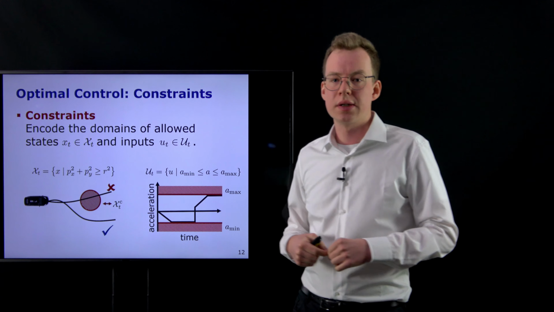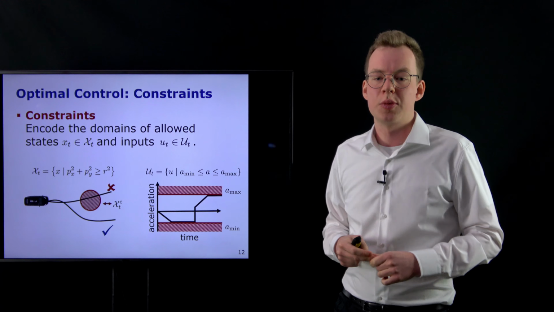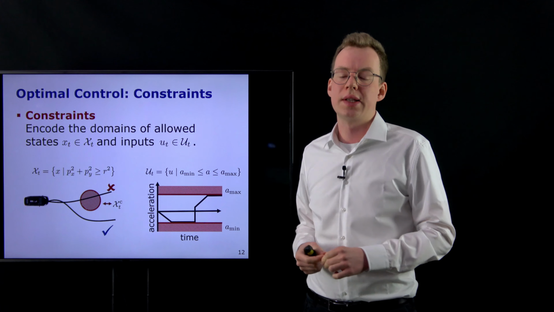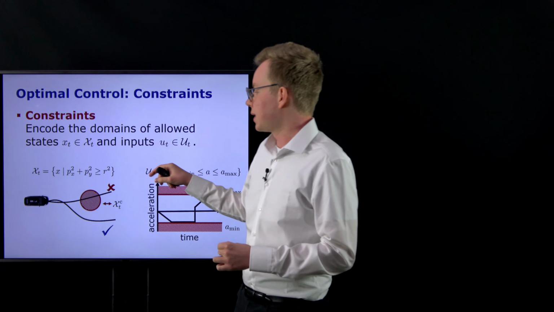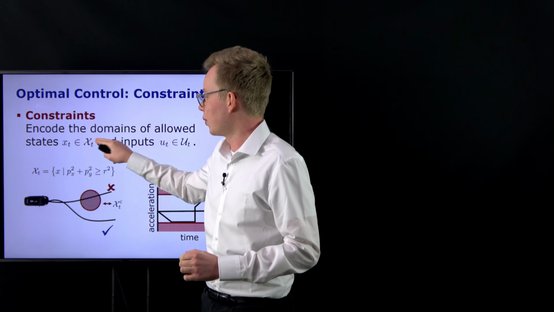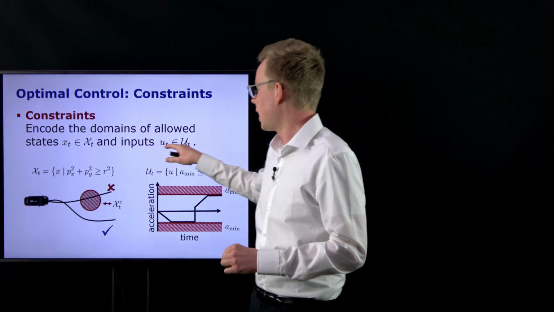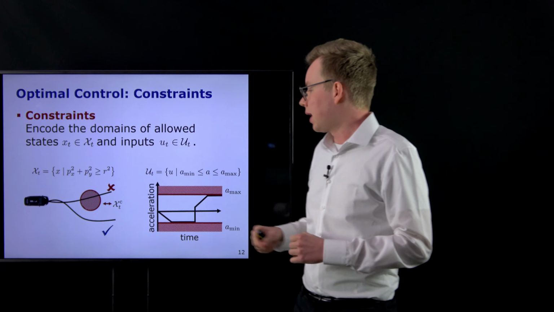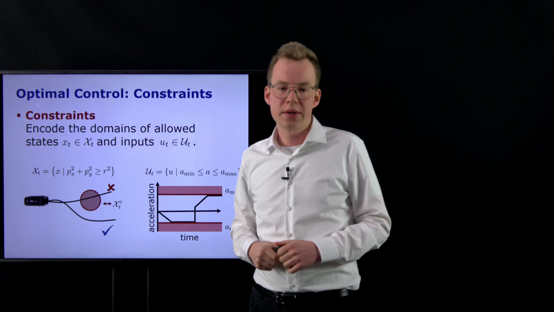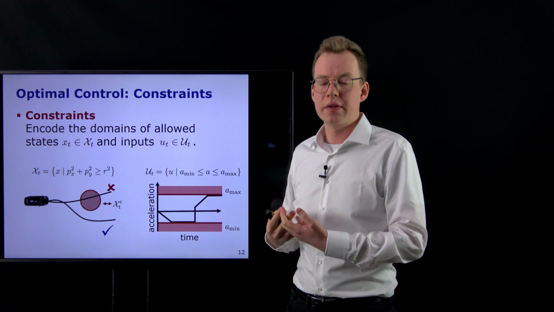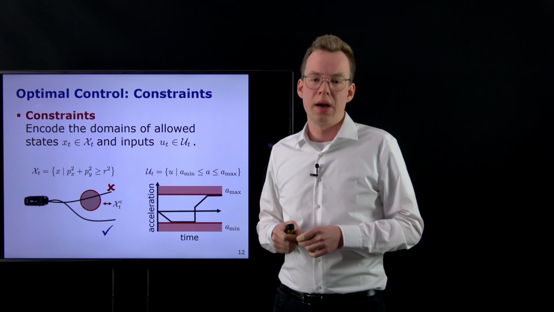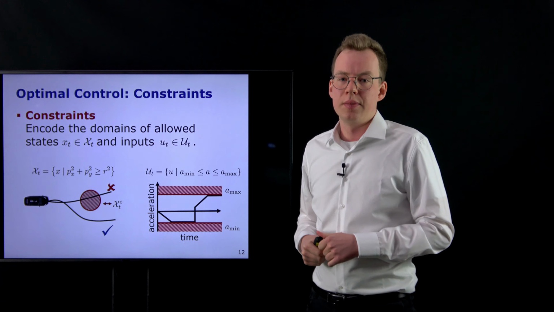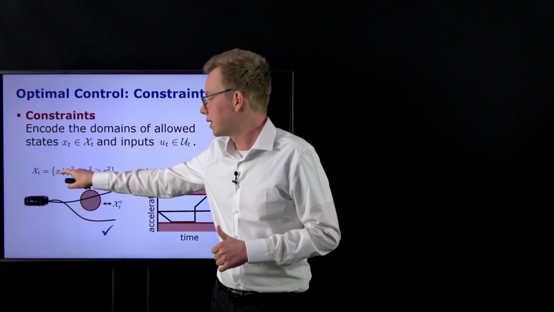And then the third and final ingredient of this kind of formulation of an optimal control problem are constraints. And constraints encode domains of allowed states and inputs. And so we would write these constraints with this calligraphic X for the state constraints and calligraphic U for the input constraints. And to make this a bit more concrete, here's an example of a state constraint. So we can use this constraint, for example, to encode areas that we don't want to enter with our system. For example, if there was an obstacle here centered at the origin, marked in red, then we could express this as the following constraint.